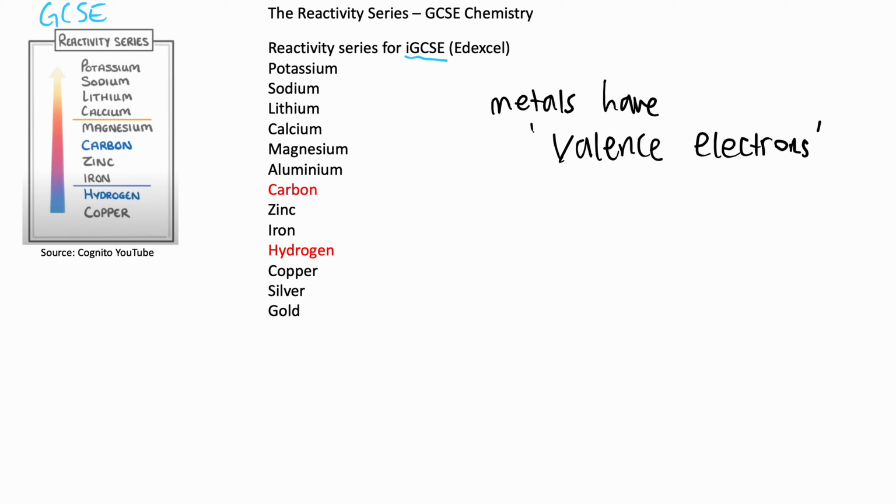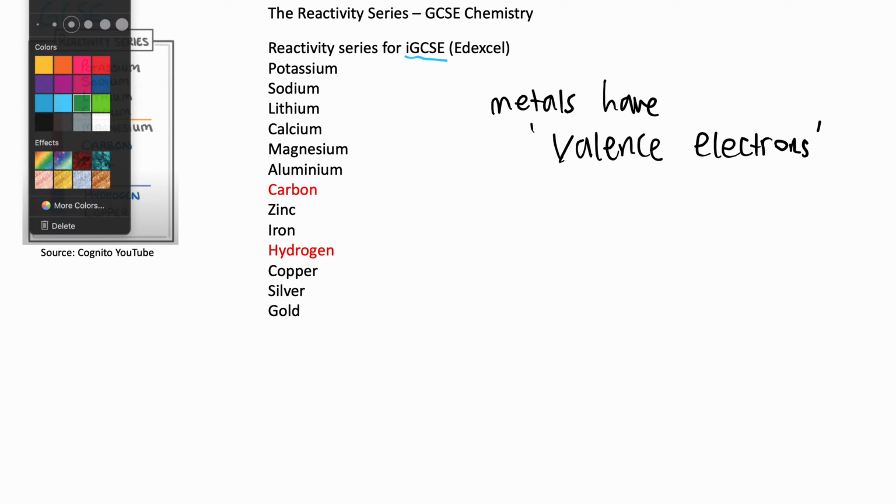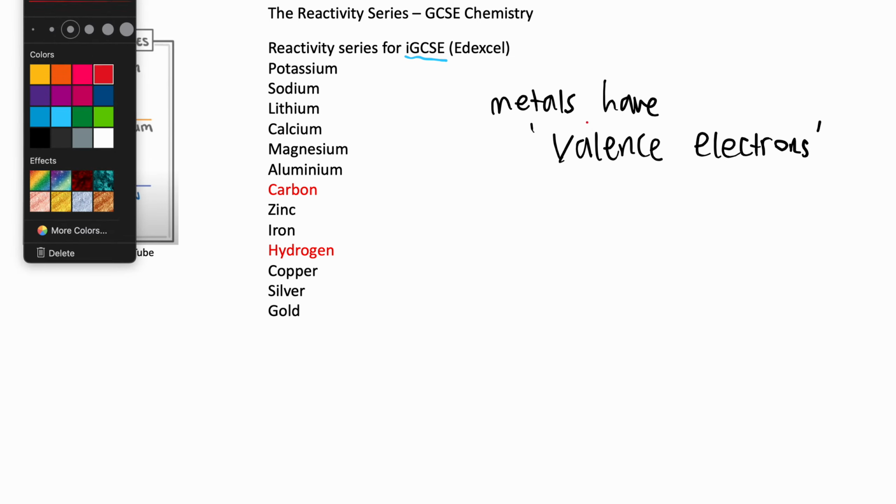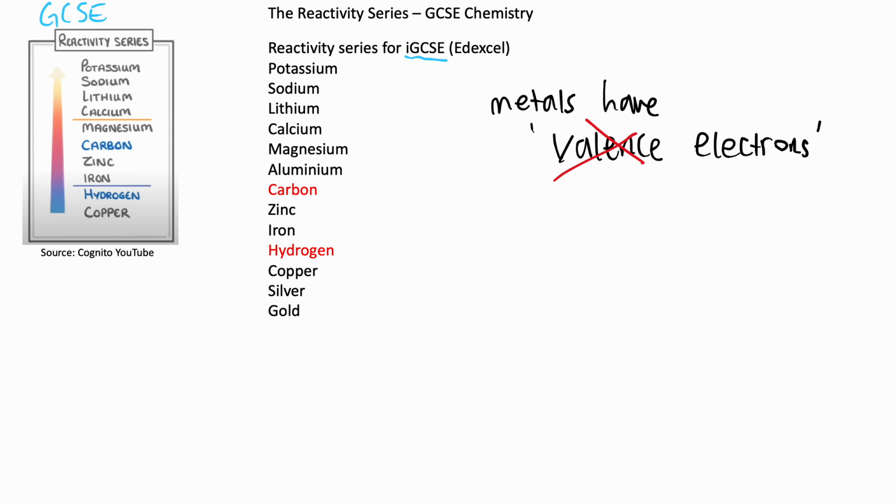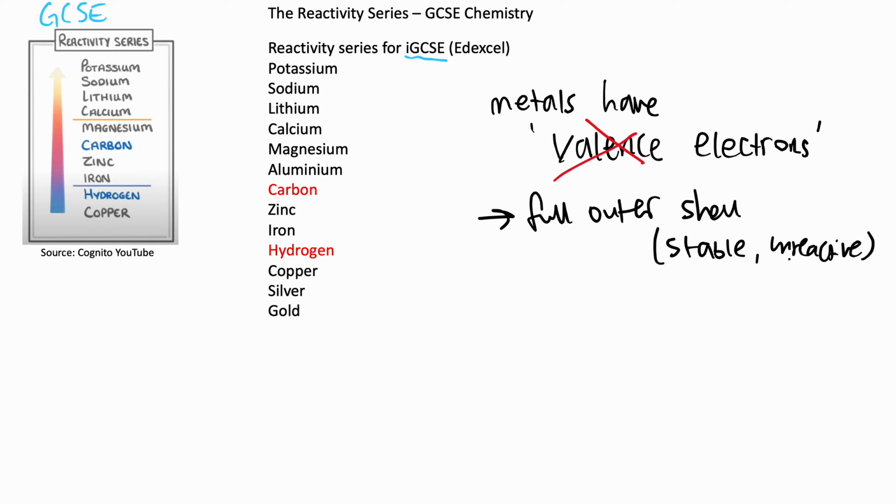They don't like this. So what these guys want to do is get rid of these valence electrons, because remember, this is basic chemistry. They want to have a full outer shell of electrons, because that makes them stable and unreactive. That's the life goal of atoms.